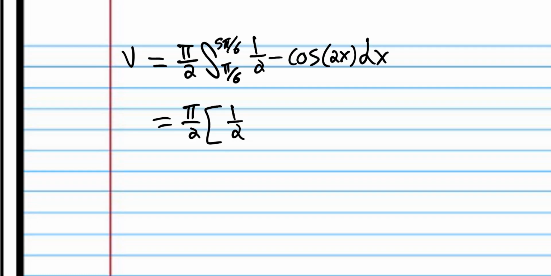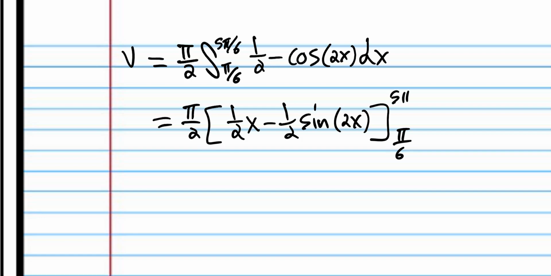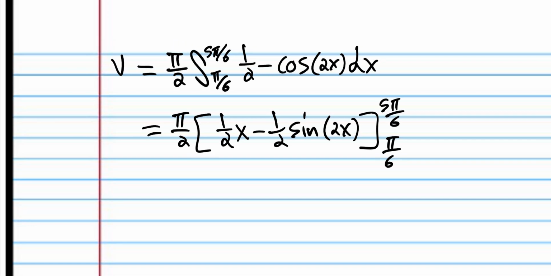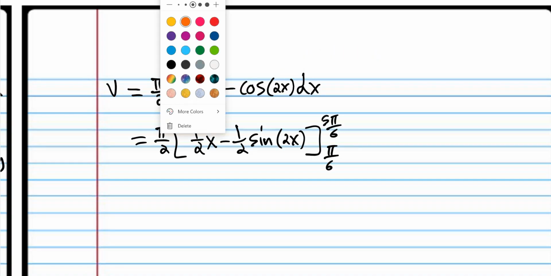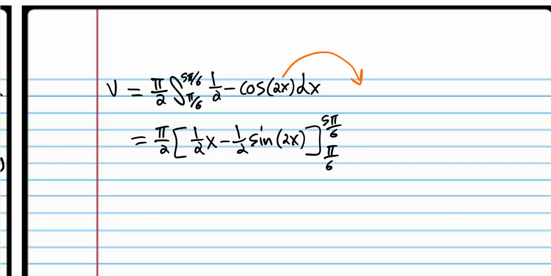So we're going to have 1/2 x minus 1/2 sine 2x from pi over 6 to 5 pi over 6. Now again, you can use a u substitution here, but that takes time to use a u substitution, and it's such an easy u substitution that you can really almost do it in your head.